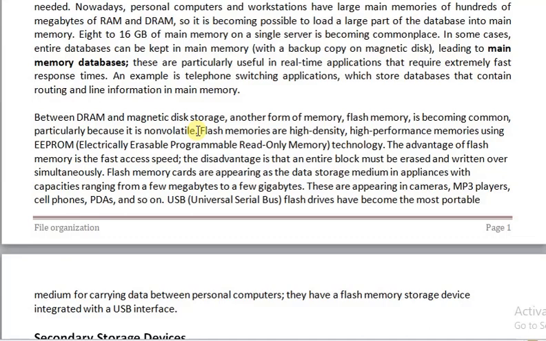Okay, the advantage of this flash memory is its fast access speed, whereas it has a disadvantage: if you want to erase the data and rewrite it, the entire block of data must be erased and rewritten simultaneously. Nowadays, flash memory devices are commonly used in cameras, MP3 players, cell phones, and many other devices.